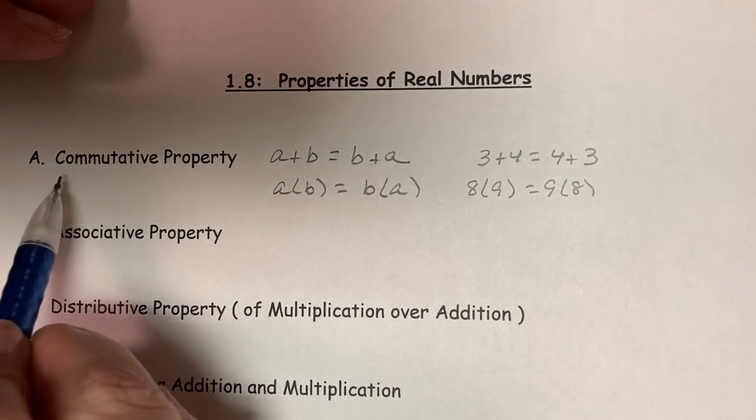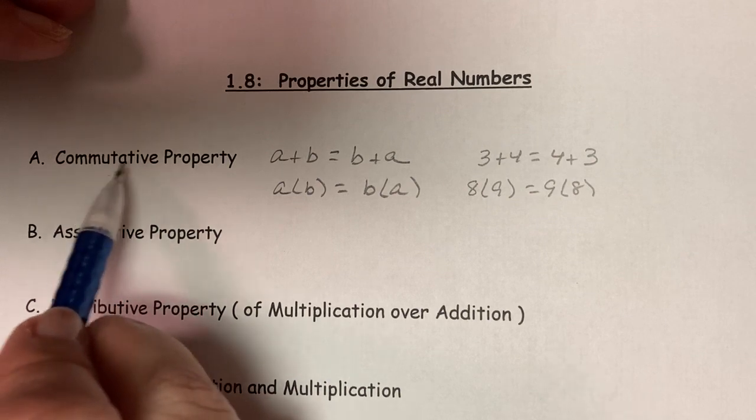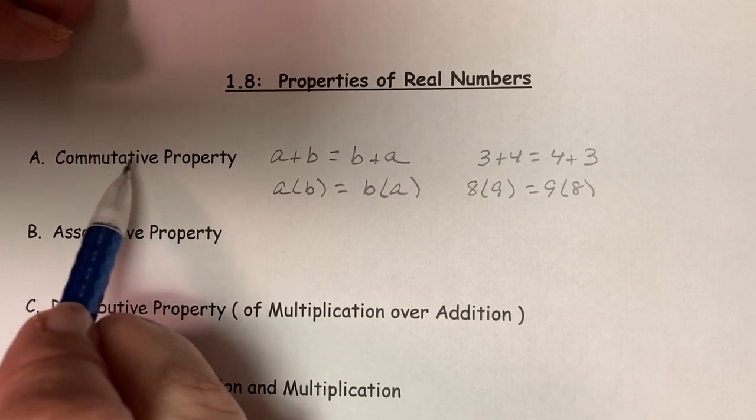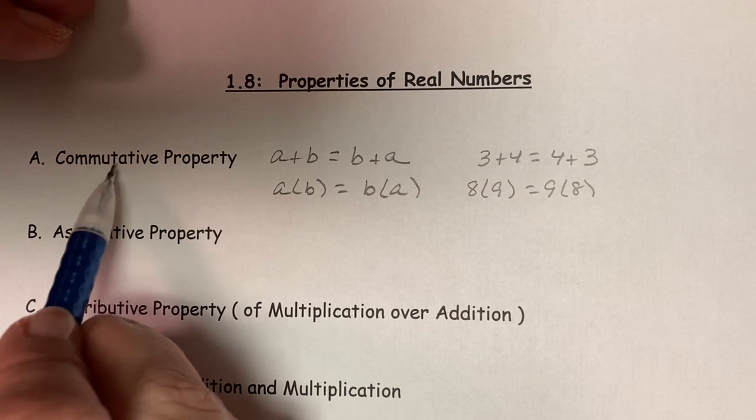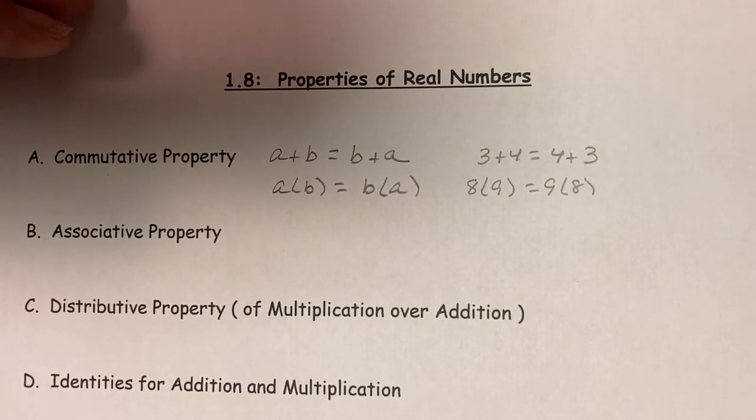The root word of commutative is commute. Think of what it means to commute. It means to move back and forth. If you commute to school, you go there and you come back. It changes order. So commutative property changes the order.